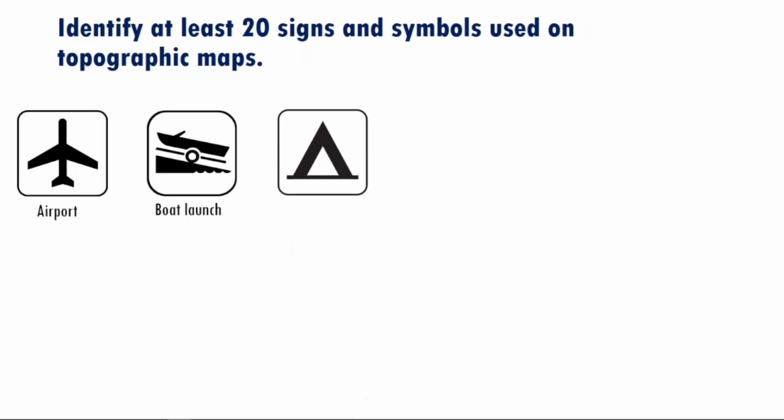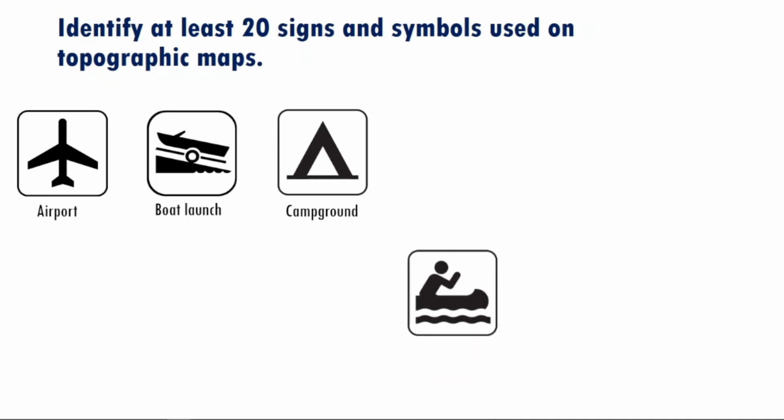Okay, what about this one? Is it a triangle? Does this show that there is a broken car ahead? No, this shows that there's a campground, a place where you can pitch your tent and camp, or park your caravan and camp there.